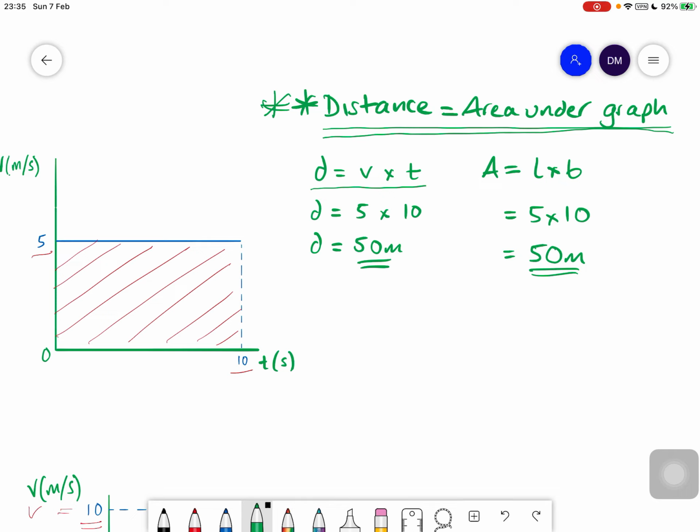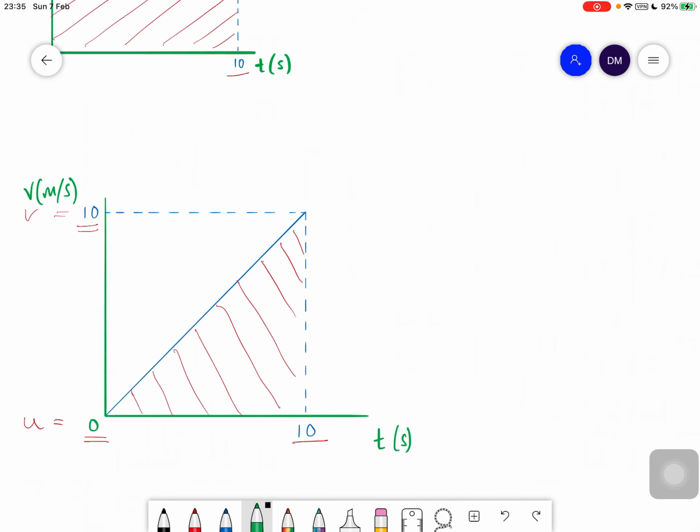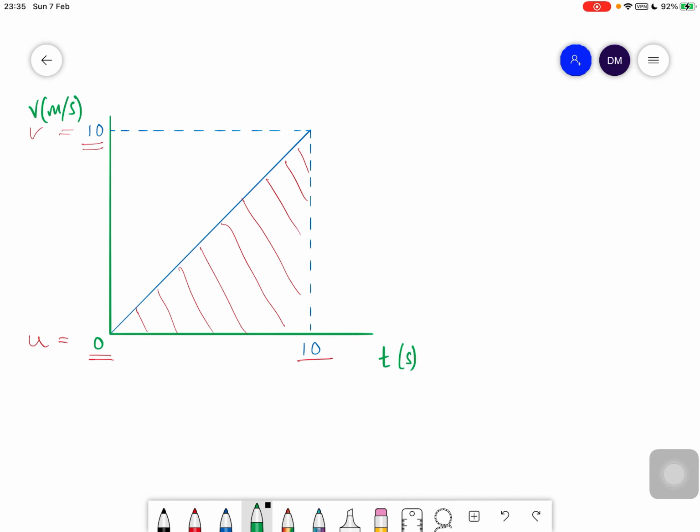Now the ones for constant speed are pretty straightforward because as you can see they basically match the equation speed, distance, time. The ones that have acceleration and deceleration are a bit more tricky.